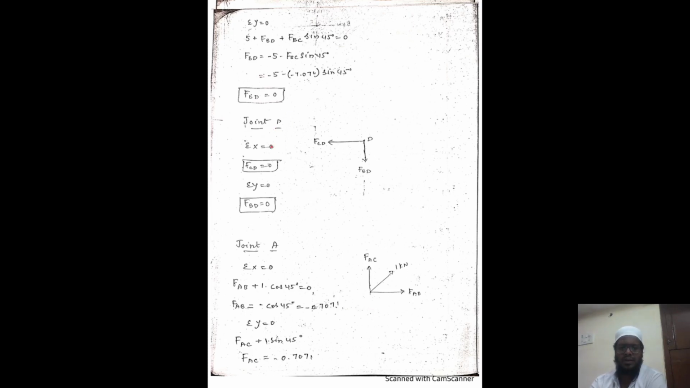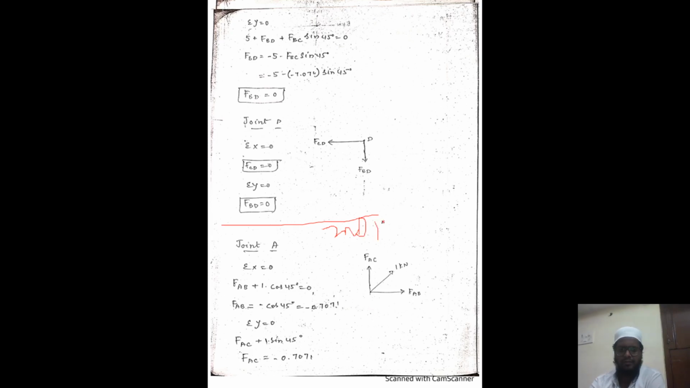Similarly, we'll go for joint D. Sigma x is equal to 0 gives force in member CD is equal to 0, and force in member BD is also equal to 0. Now, after this, we'll start the second part of the problem.